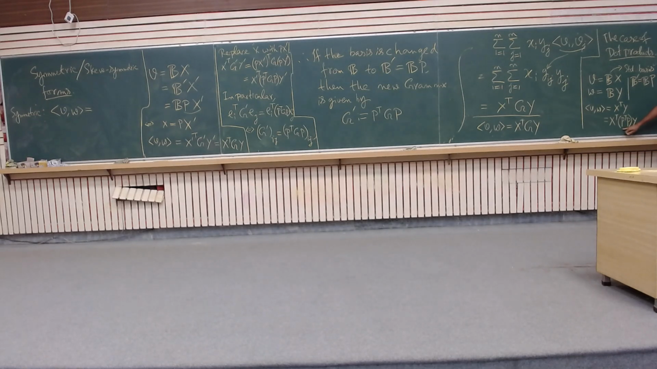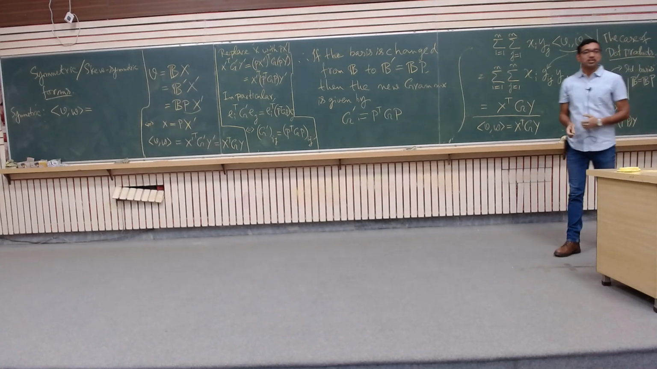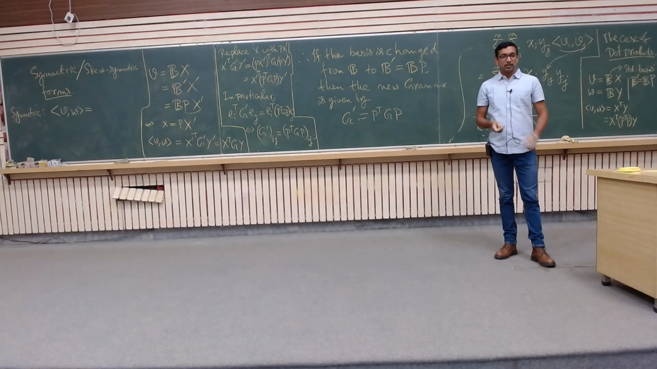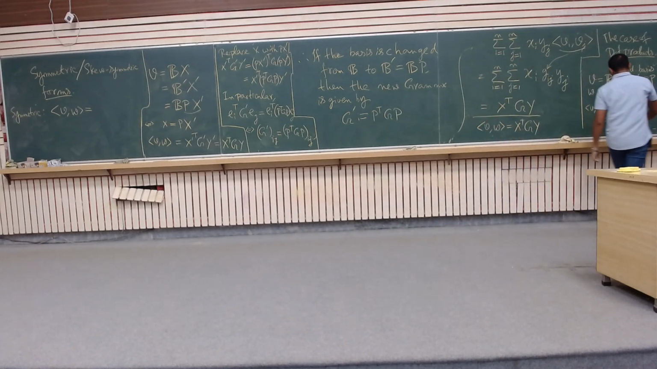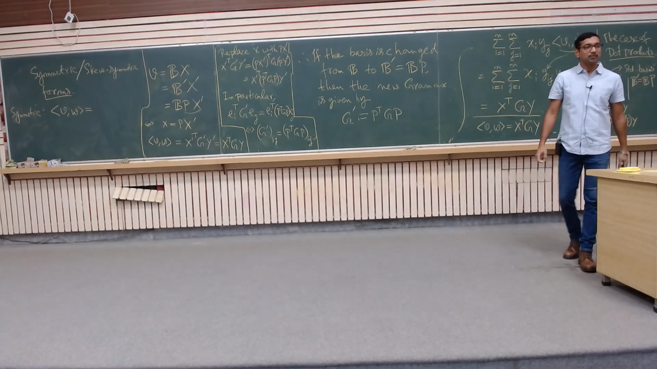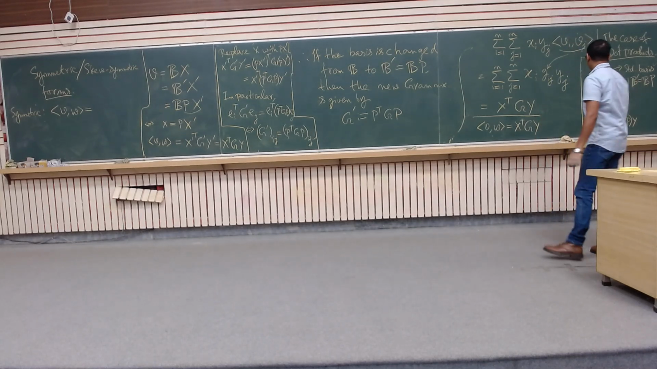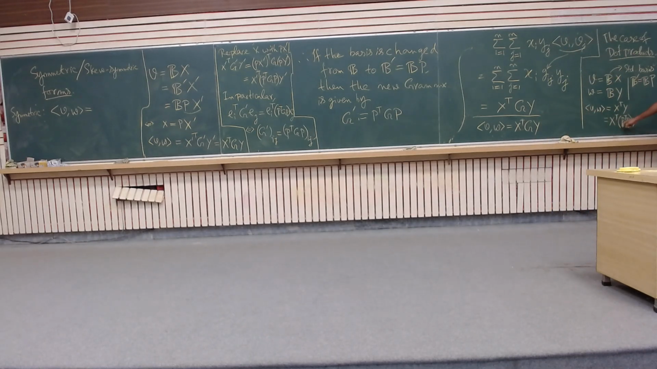G dash need not be identity. Take any invertible matrix. If you multiply it with its transpose, is that identity? Not necessarily. Transpose of P is not necessarily the inverse of P. Actually, those matrices for which P transpose P is identity have a name. Those are called orthogonal matrices. We'll come to them again. But here, in general, P transpose P need not be identity.